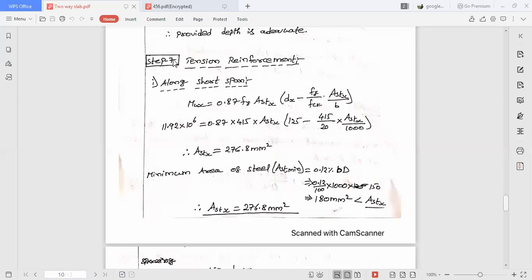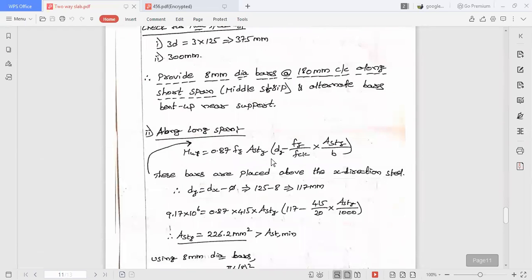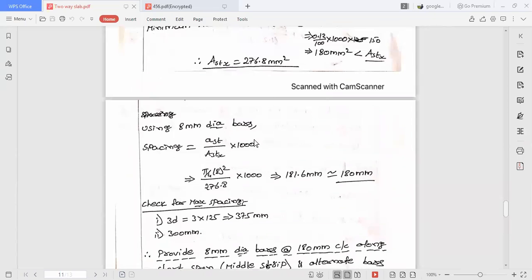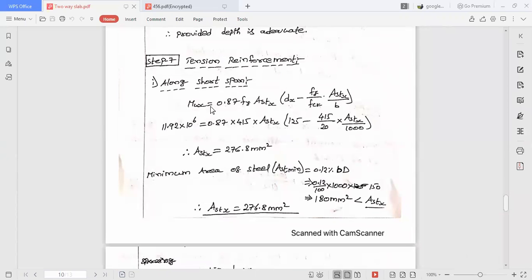Okay. Now step number 7, tension reinforcement. First we'll calculate along shorter span, later we'll calculate along longer span. Okay, so first let us calculate along shorter span. The formula, you know this formula, Mu equal to T into Z formula, right? Now this 11.92 is in kilonewton meter, convert it into newton mm, so multiply with 10 power 6, and f_y value 415, that is unknown. See here, instead of Ast, I have represented it as Astx. Why? Because it is the steel provided in the tension zone along X direction.